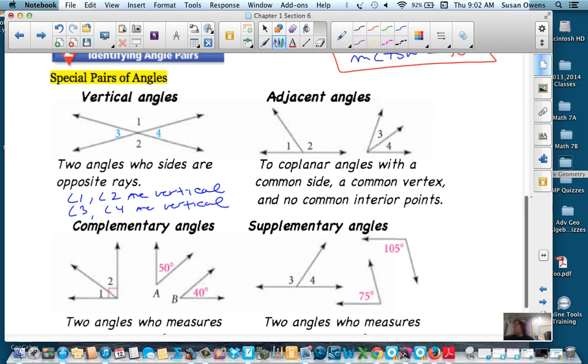Adjacent angles are two coplanar angles with a common side, a common vertex, and no common interior points. So they have to have a common side, otherwise they're not next to each other. They have to have a common vertex so you don't get something like this happening. You don't get like one angle here and then the other angle comes down and goes like that or something like that. So they have to share a common vertex. And they can't overlap. So you can't have one angle be partially in another angle. So they can't share any common interior points. If all of that's true, they're called adjacent.